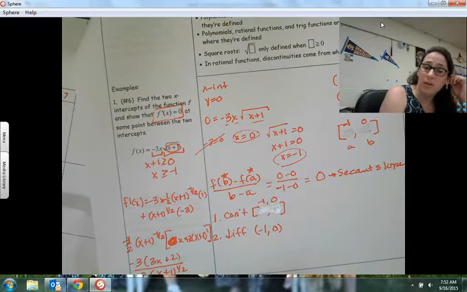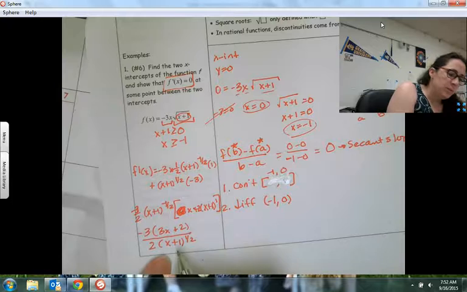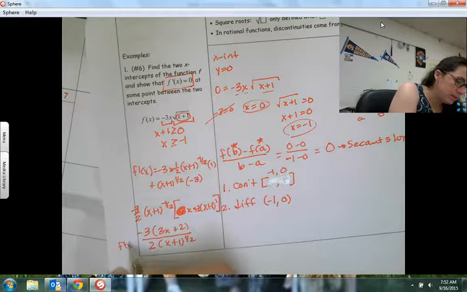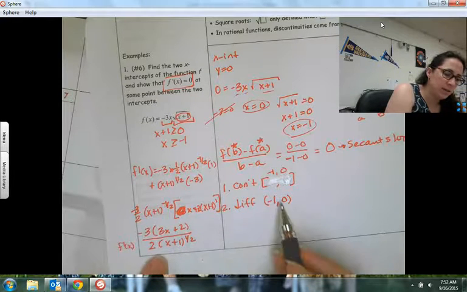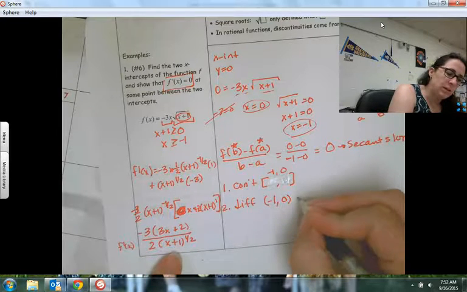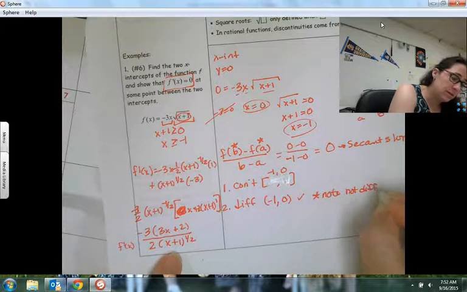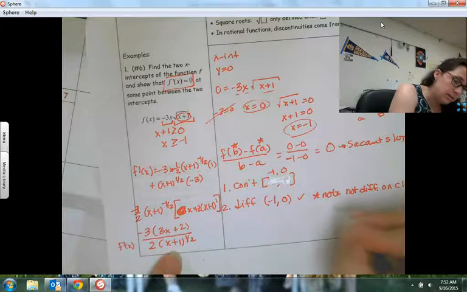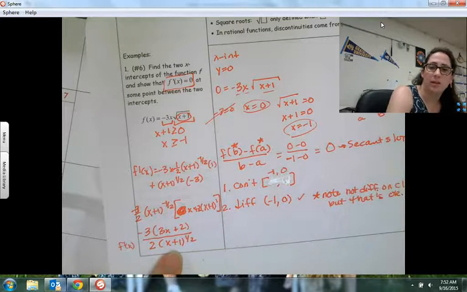Okay, so all the places where this would not be differentiable. So it wouldn't be differentiable, that's f prime of x. Let's see. At -1, that would not be differentiable because I'd have a denominator down there of 0. So that would not be differentiable. But everywhere else, greater than -1, that denominator is fine. So it is differentiable on the open. So just note, it's not differentiable on the closed, but that's okay. It just has to be continuous on the closed.